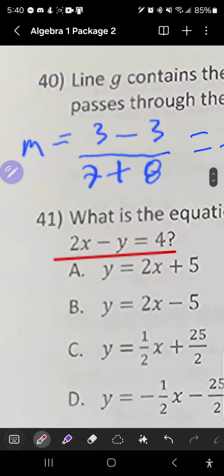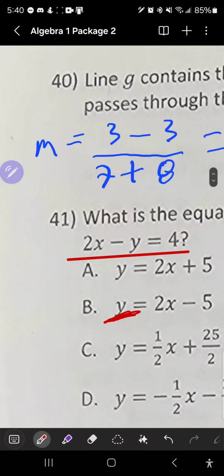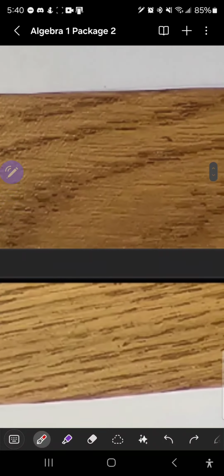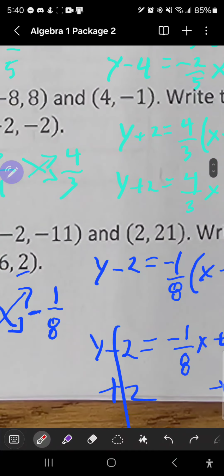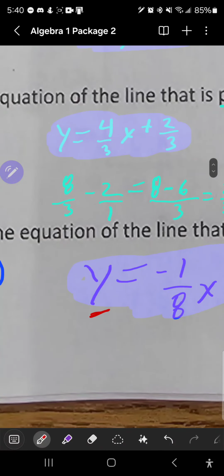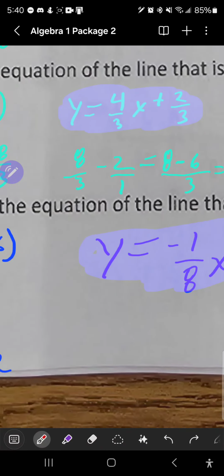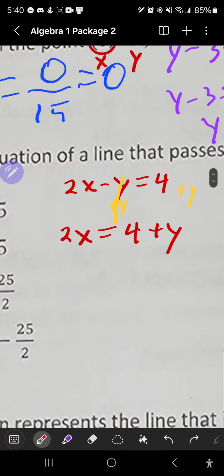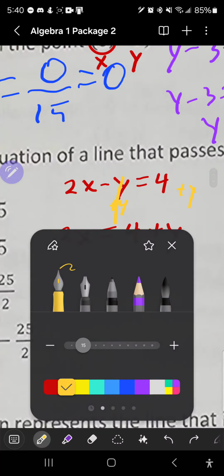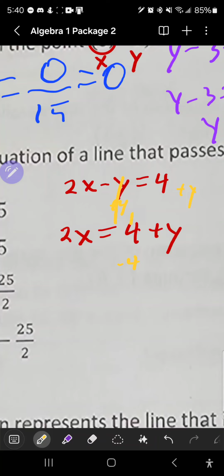Now we want the y alone on one side, like we have been doing all along. So we're going to leave the y alone. We need to subtract 4 on both sides so we can cancel this out. We subtract 4 and we get y equals 2x minus 4. And yeah, that's our equation.